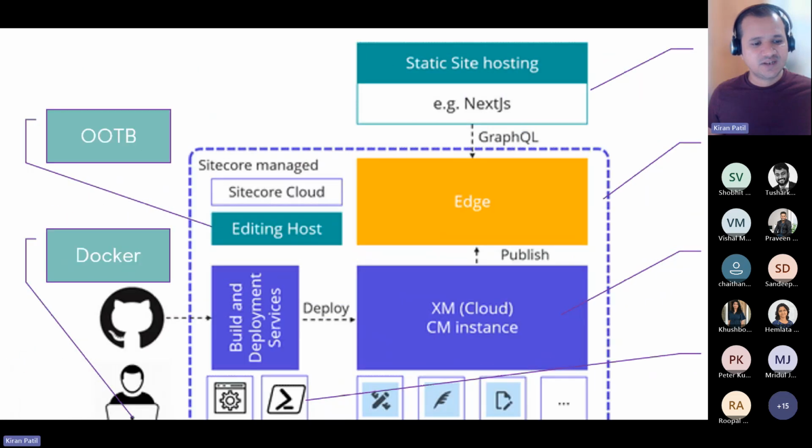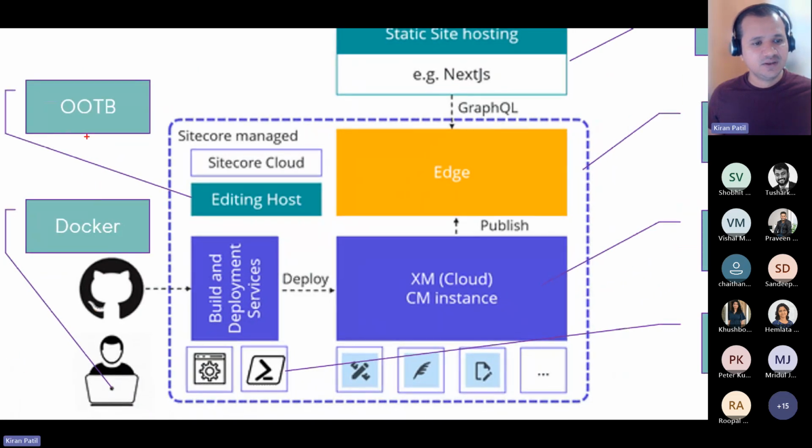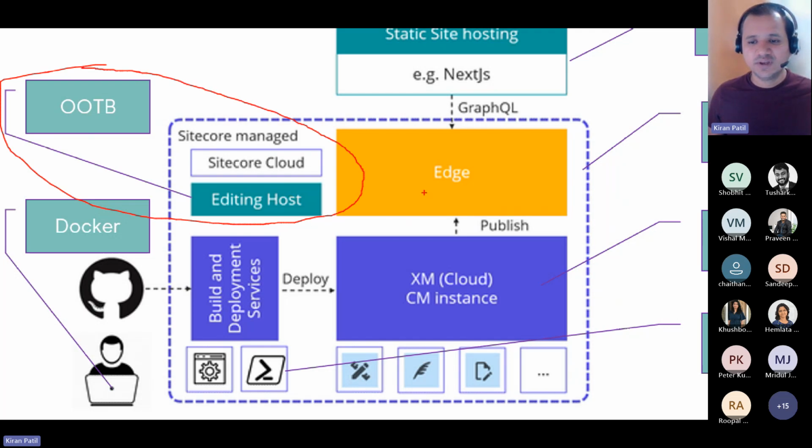So let's start from the left side. Out of the box, when you provision your XM Cloud instance, XM Cloud has the editing host, Sitecore Cloud, and Edge automatically, or by default, provisioned. You as a developer will be working with your source code provider, either GitHub or Azure DevOps, both are supported, and you will be committing your code.